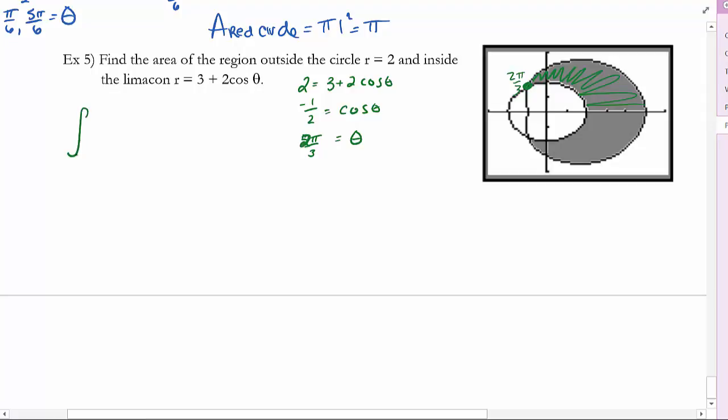So I need the integral from 0 to 2 pi over 3 of my outer r, which is the limacon, and that's going to be 3 plus 2 cos theta minus the inner r, which is 2, d theta, and that should get me this stuff. And then, since I need that doubled, I'm going to multiply it by 2, and that should give me my answer.